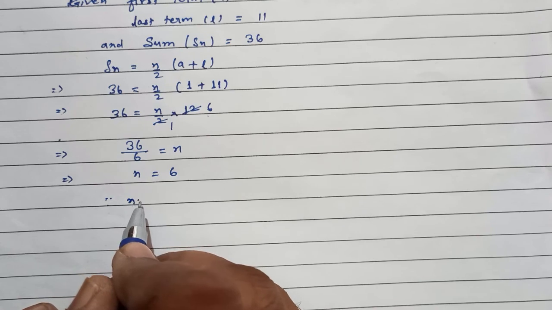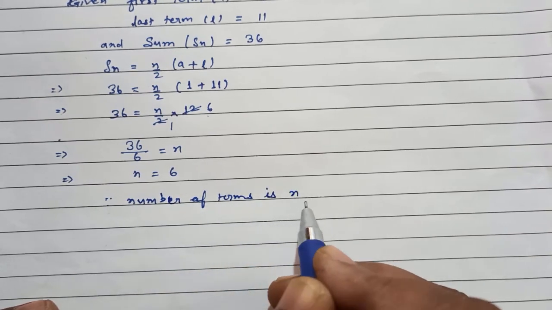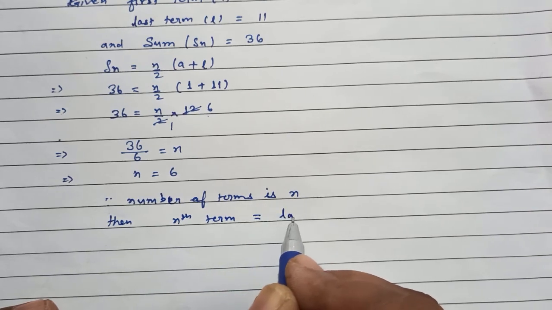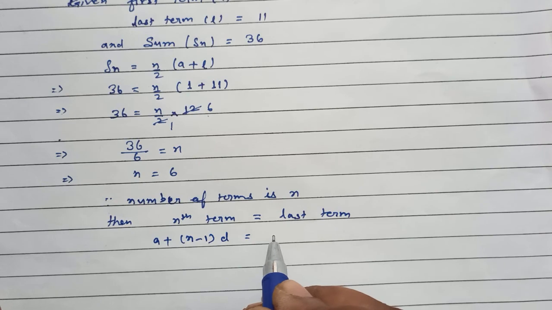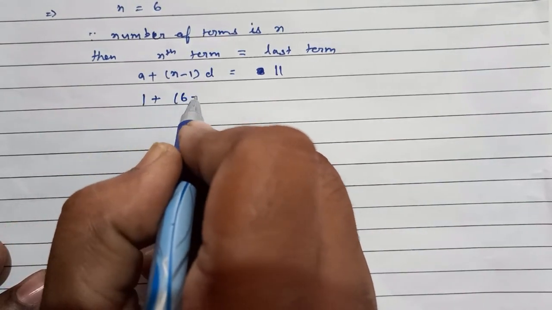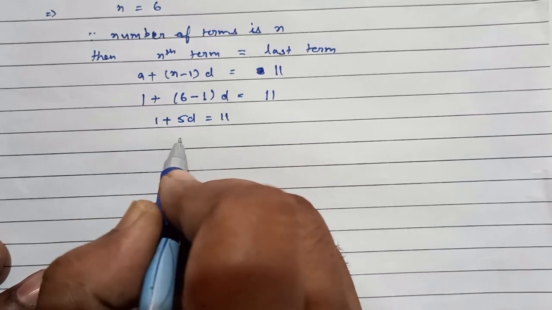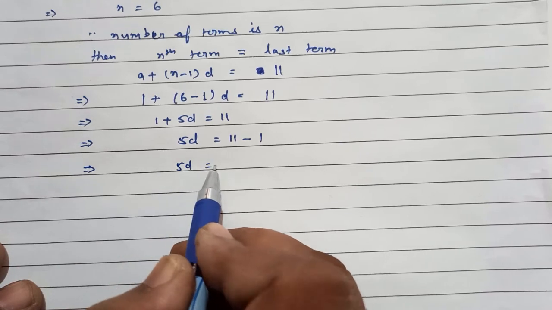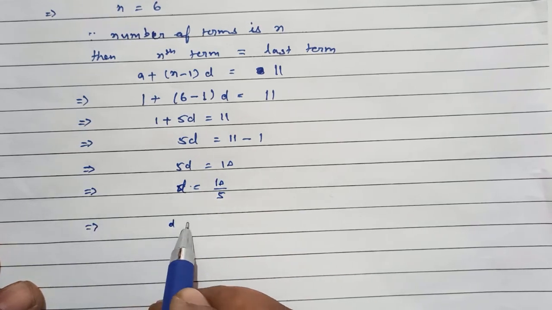Since the number of terms is n, then nth term equals the last term. a plus n minus 1 into d is equal to the last term, which is 11. a is 1 and 6 minus 1 into d equal to 11. 1 plus 5d equal to 11. 5d equal to 11 minus 1. 5d equal to 10. d equal to 10 upon 5. d is equal to 2.